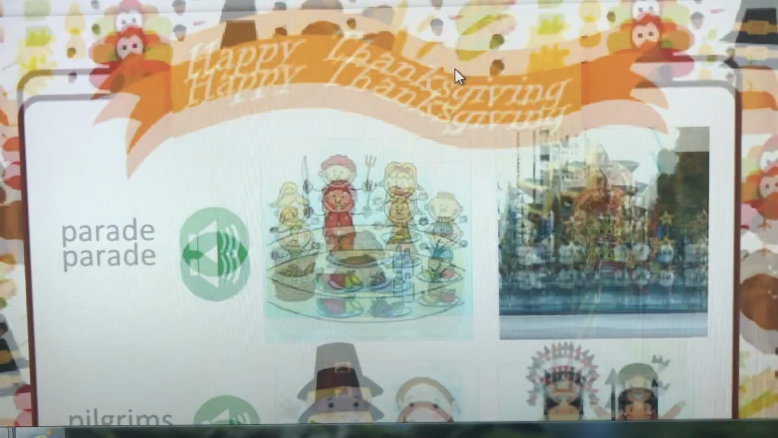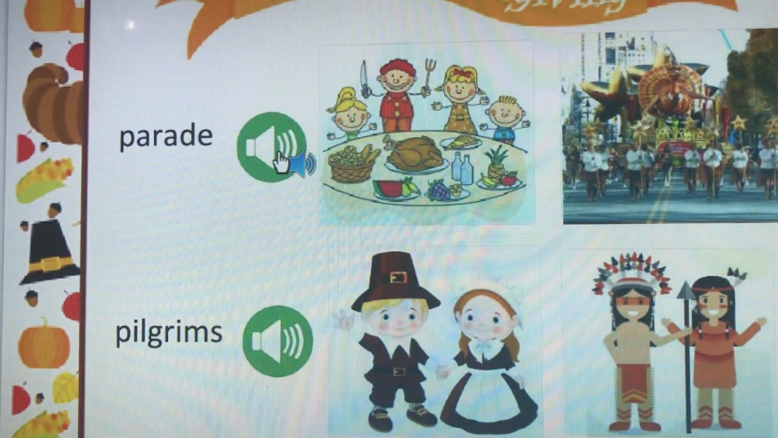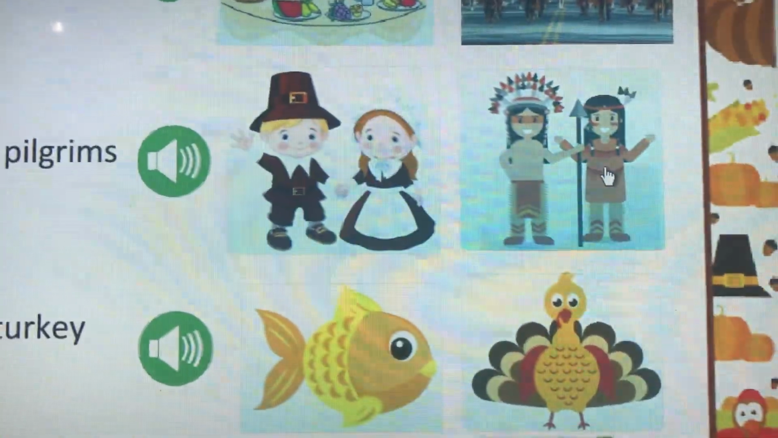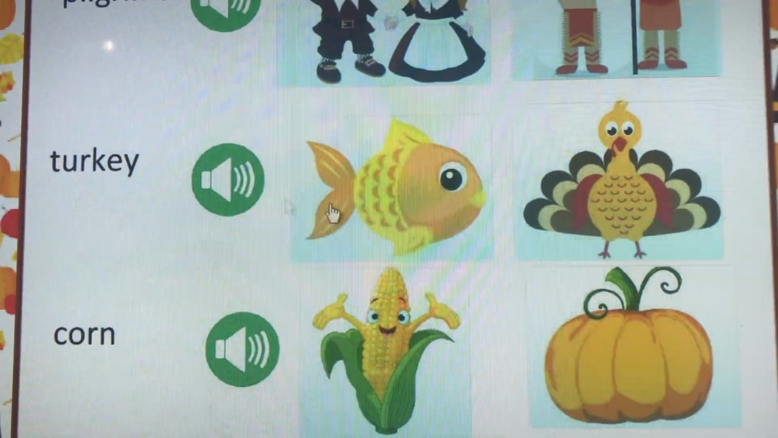Now in the other one here, you have to listen. You have to listen and choose the right one, right? You listen and you gotta choose the right one, okay?